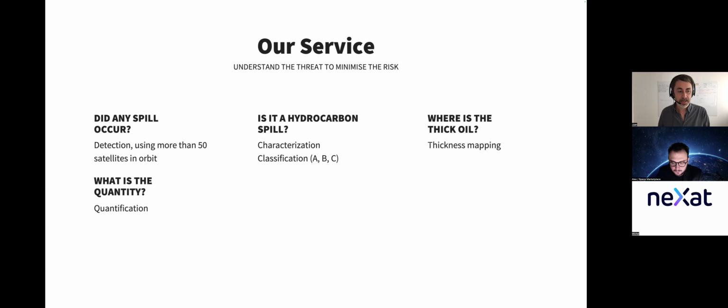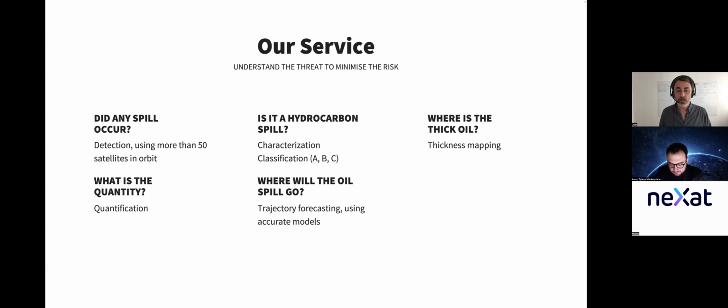Another question is, okay, how much oil is there in the water? It is something also very, very important in terms of course, legal responsibility, but also oil spill response operations. So how much oil is there in the water? We quantify the oil as well.